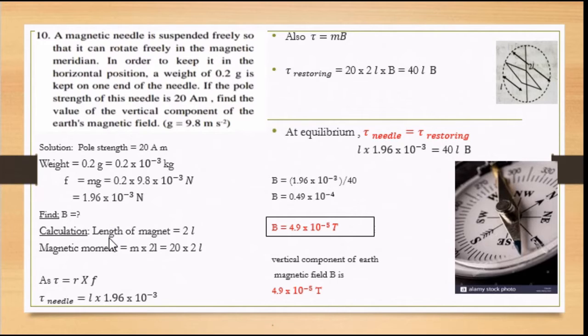To find this, the length of the magnet is 2L. This is the needle whose total length is 2L. The torque acting on the needle is R cross F. Now here the one thing we have to consider: whenever the needle is at equilibrium position, at that time the torque acting on the needle and the restoring torque of it should be the same.